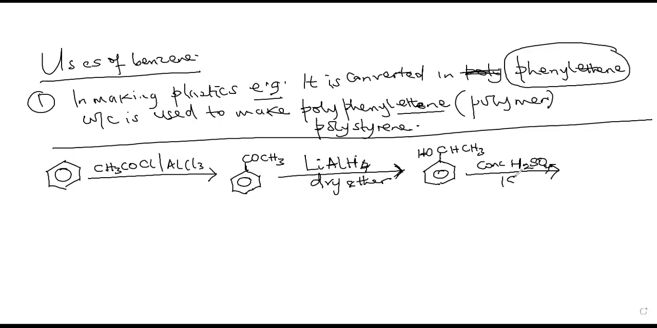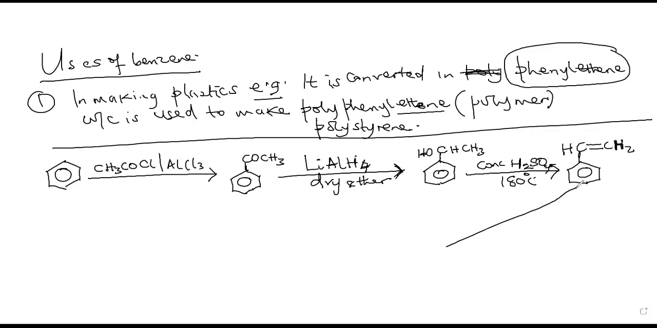At a temperature of 180 degrees Celsius, this is going to be converted to an alkene, and this is the phenylethene that we have been looking for. We are going to get phenylethene. So to get phenylethene, this will be C double bond CH2, then we shall have H here.